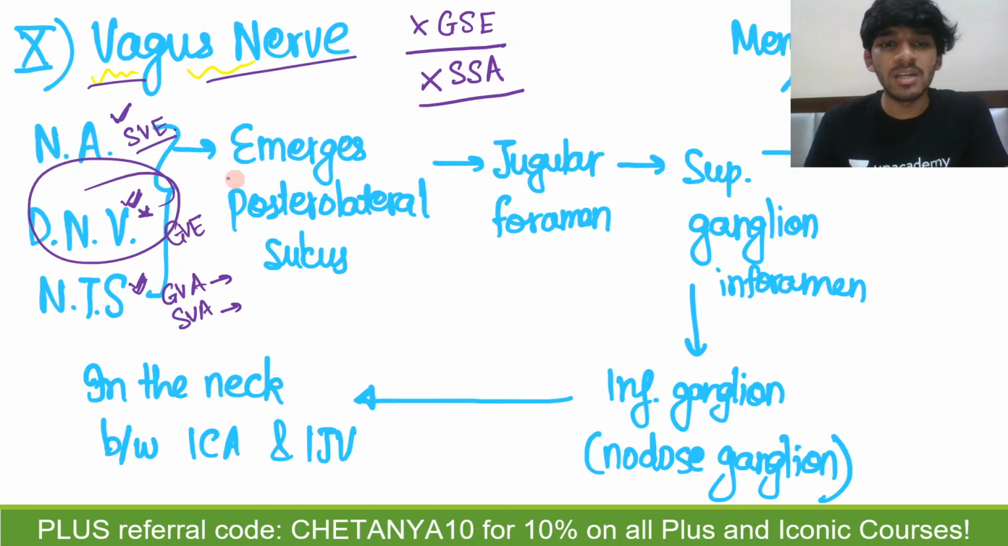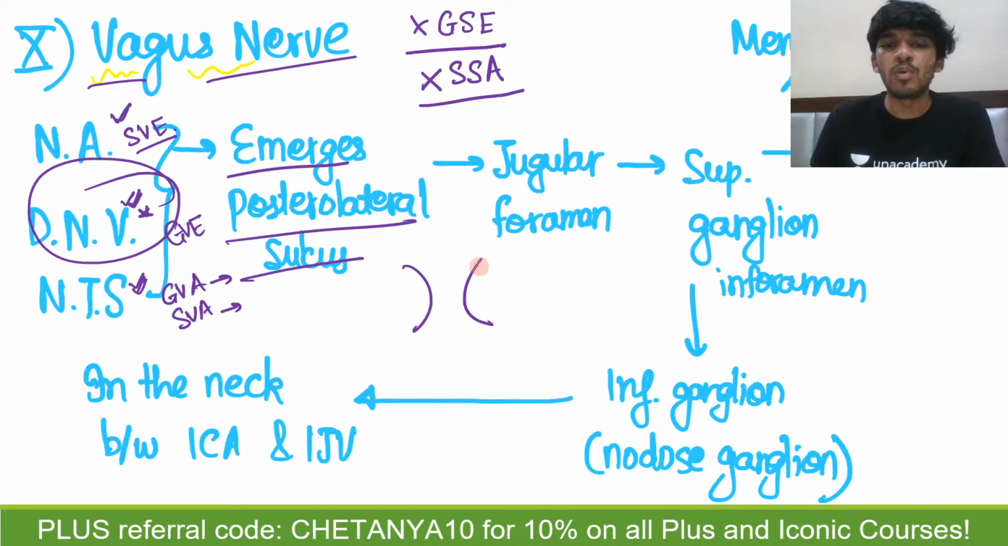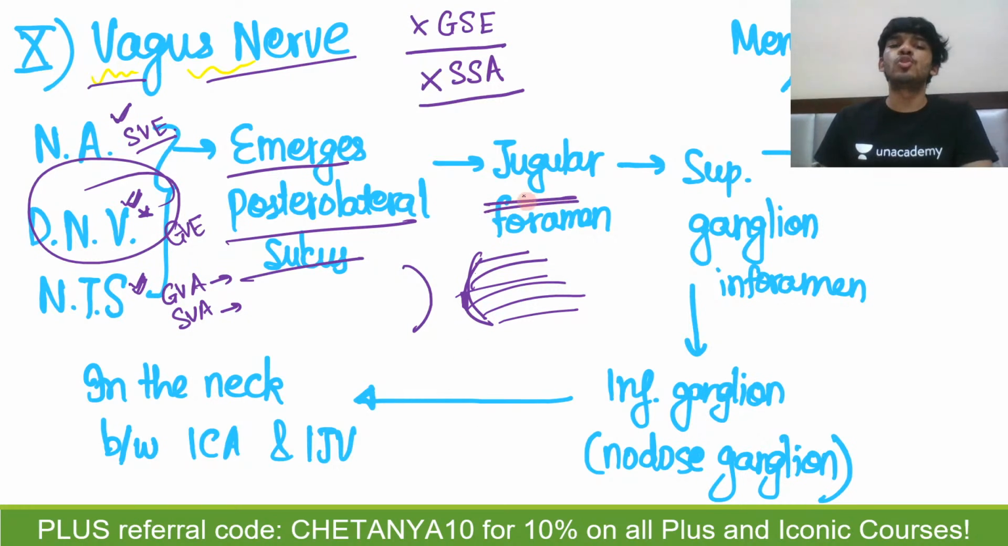So the vagus nerve emerges at the posterolateral sulcus. In this part of the brainstem, you have the ninth nerve emerging, the 10th nerve, and the 11th nerve. This whole thing is the posterolateral sulcus, and it then moves into the jugular foramen.